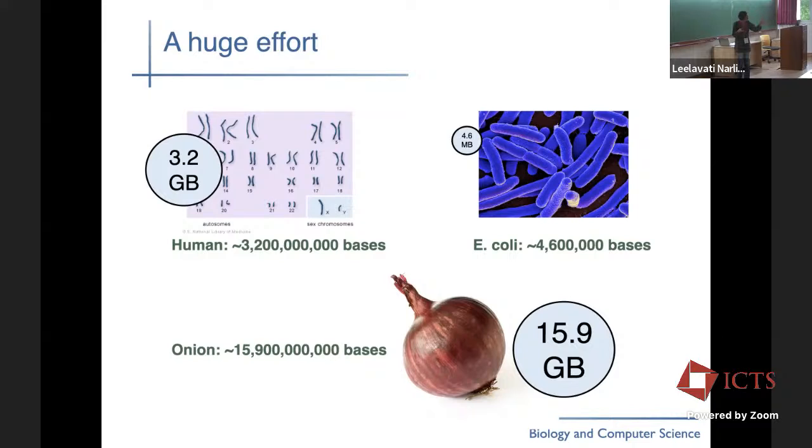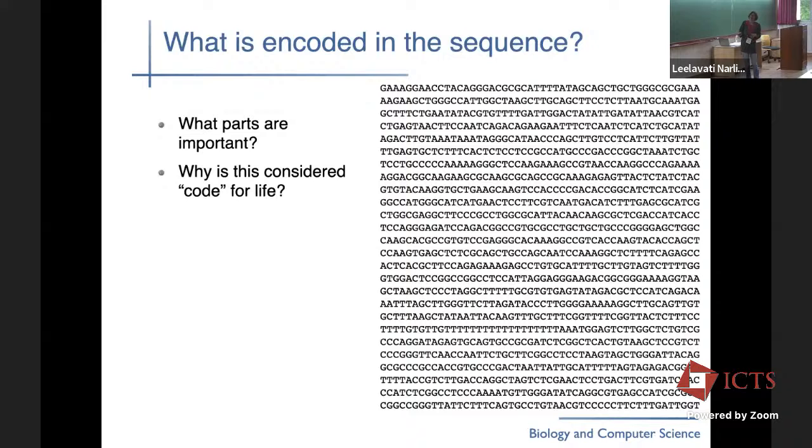We need to know what's written in the code. If you have a huge code, it can be very inefficient, but if you have a small, succinct code, it might be good. So just looking at the size doesn't always tell you much about the organism. Okay. So what then should we be doing? We should be trying to see what is really encoded in the sequence. What is the software really doing? Okay, this is what it looks like. So it's not very easy for the human eye to make sense of. So what are the parts that are important? Right? Why is this really considered code for life?